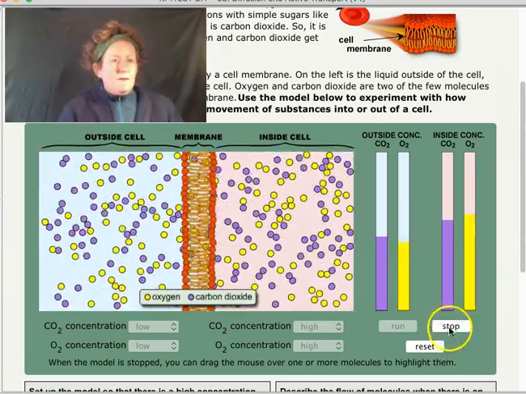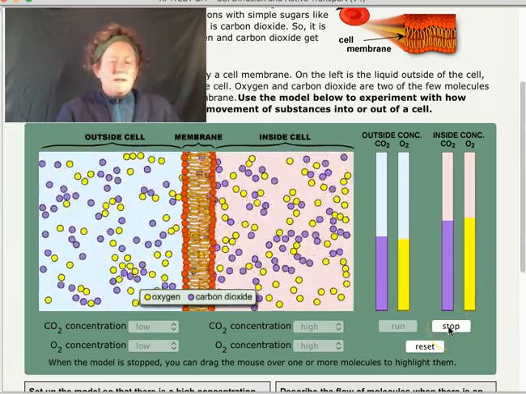Let's try running it the other way where we put a high concentration on the outside and see if that works too.